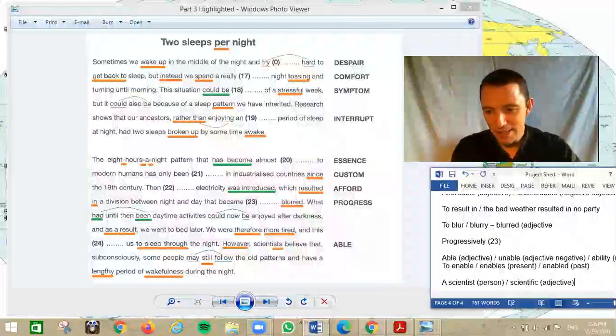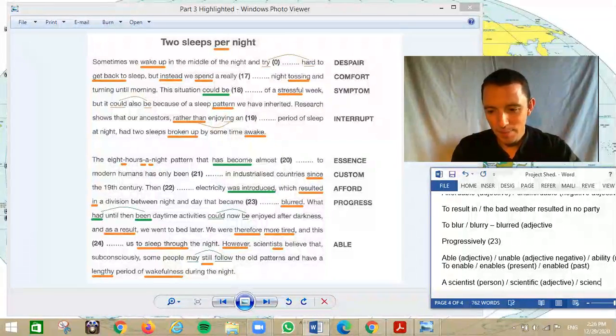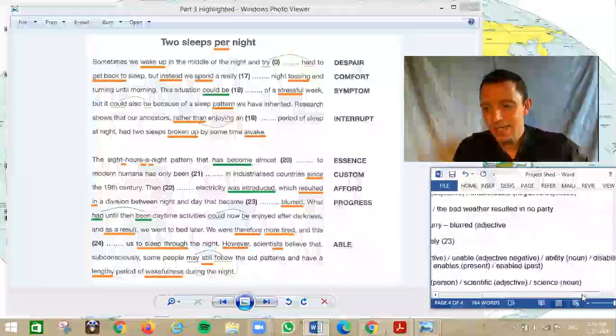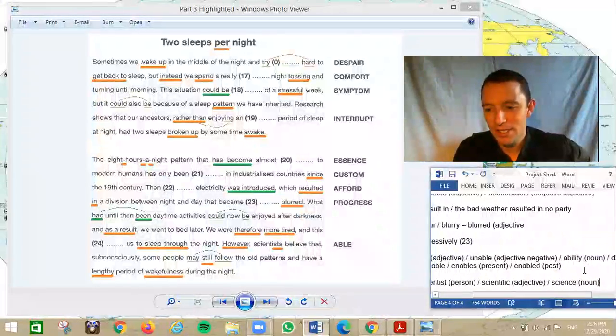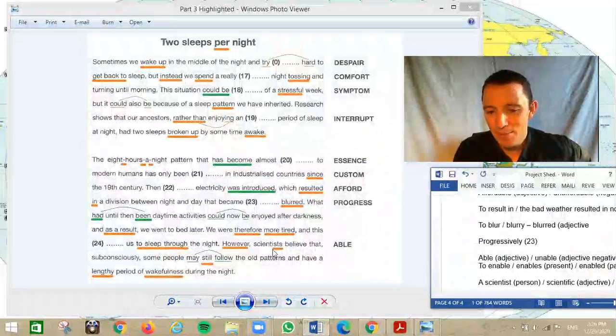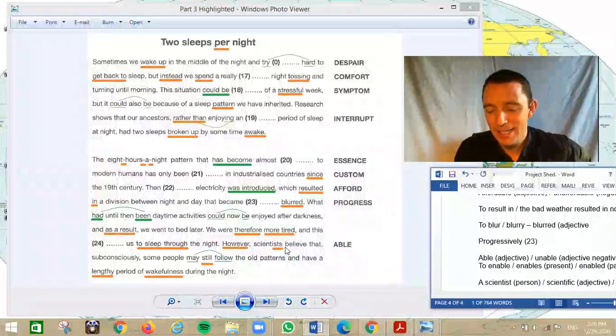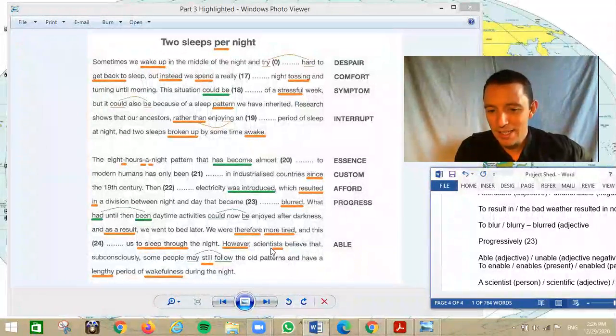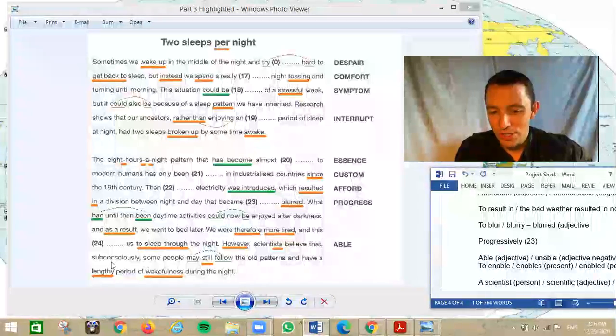Okay, that's the adjective, it's scientific. And science is the substantive or the noun or the subject in English, asignatura in Espanol, science. So this is common, and many, many times we see this word probably badly translated from Spanish. So in this situation, it's the people, the professional people in the plural. Scientists believe that subconsciously, some people may still follow.